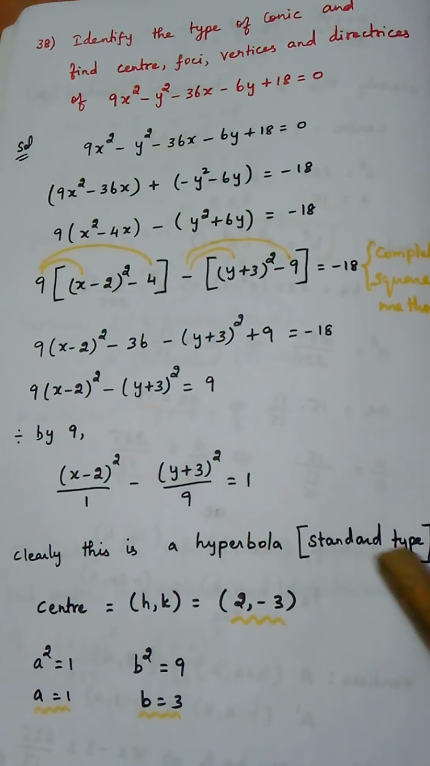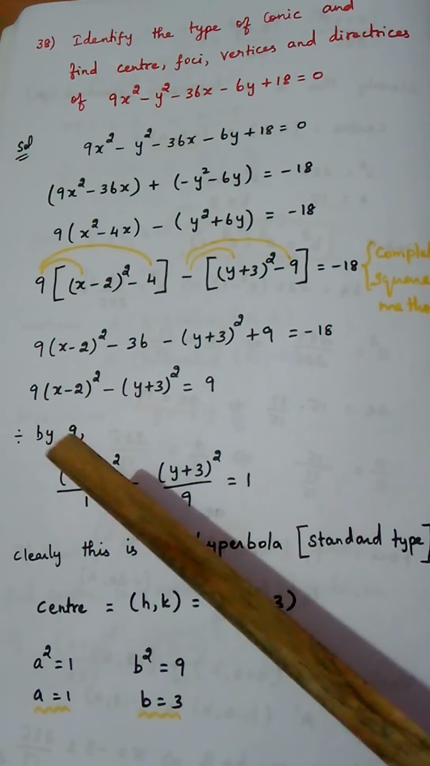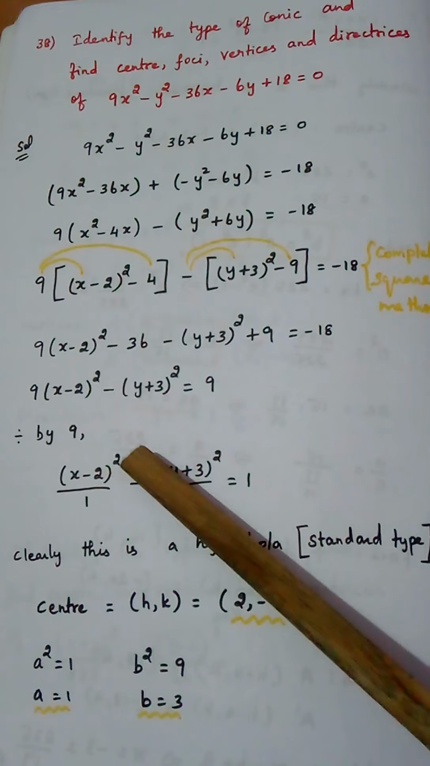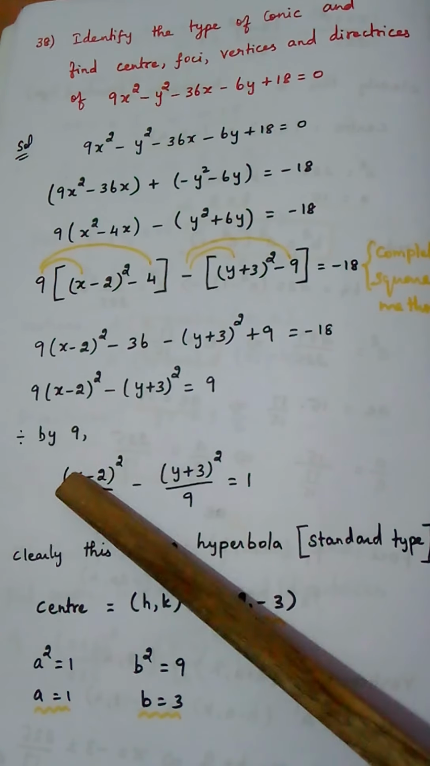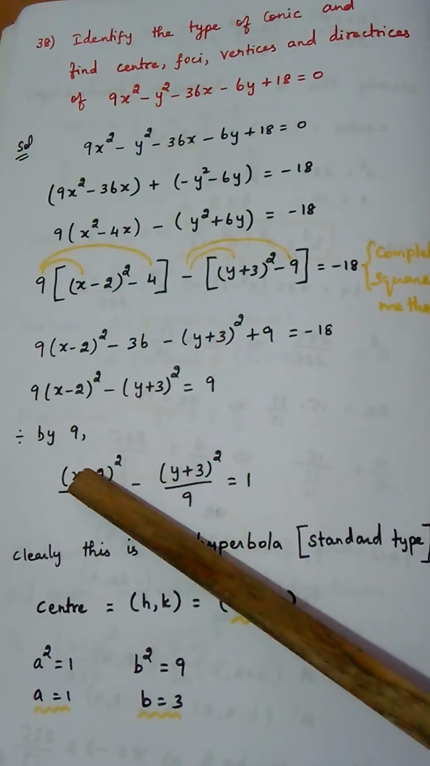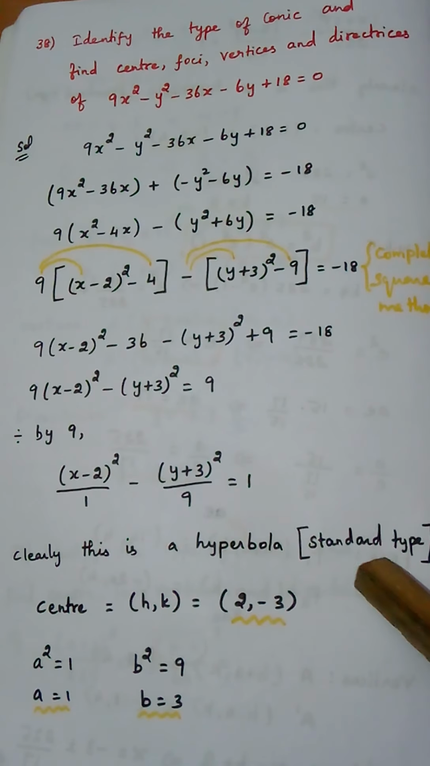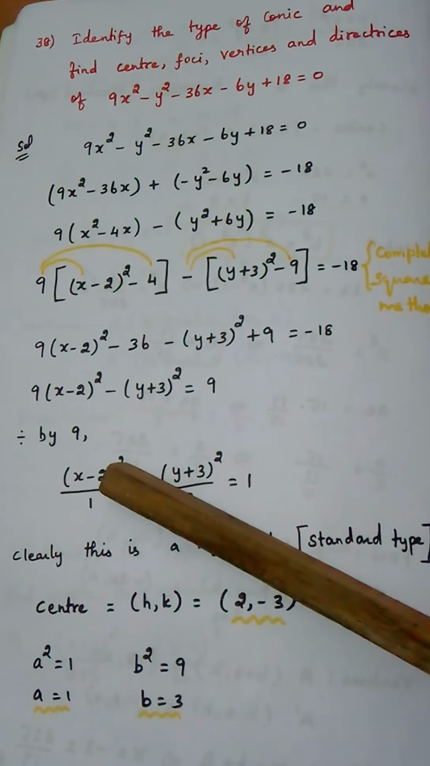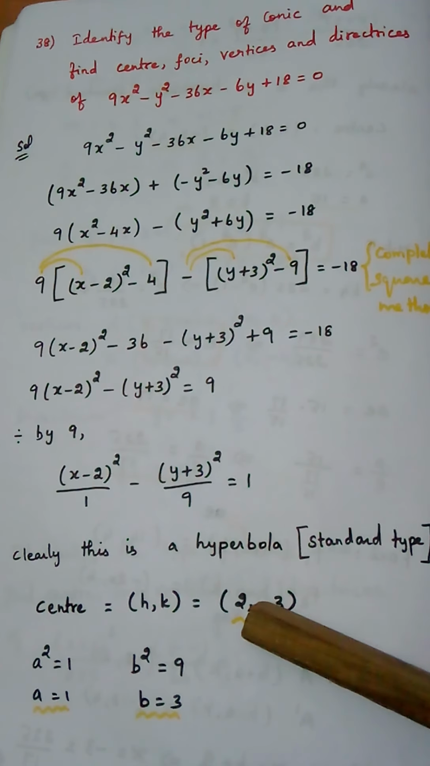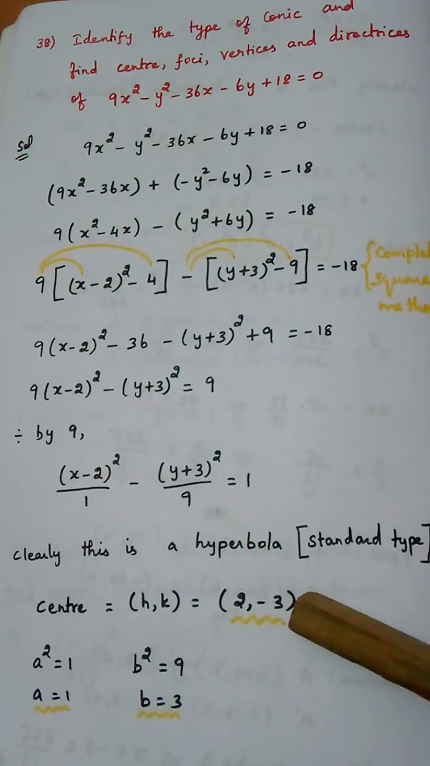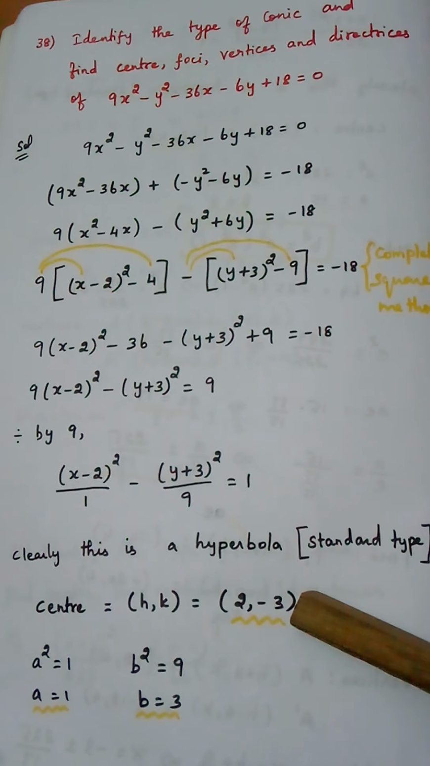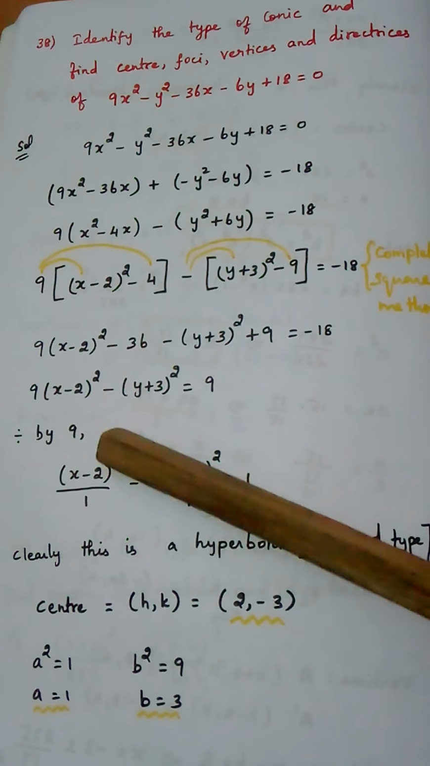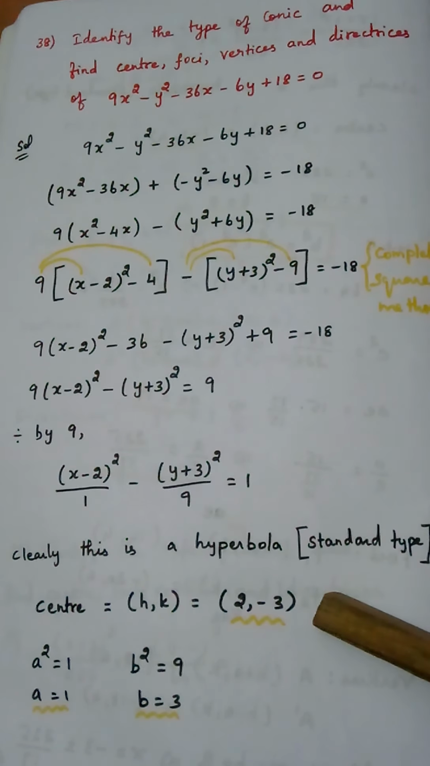What type? Standard type. Why am I telling standard type? Because the x term comes first. If y comes first, I should write non-standard. Since x comes first, standard type. Immediately I can say the center value h comma k is, now see, minus 2 is present, so I should put plus 2. Plus 3 is present, so I should put minus 3. So center h comma k is nothing but 2 comma minus 3.